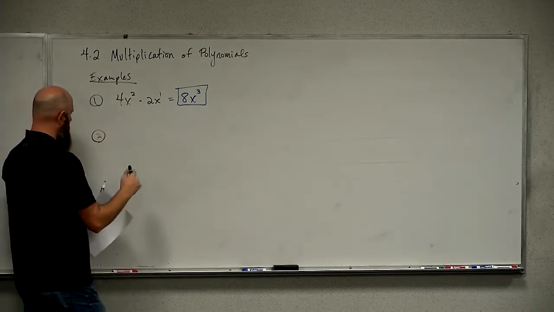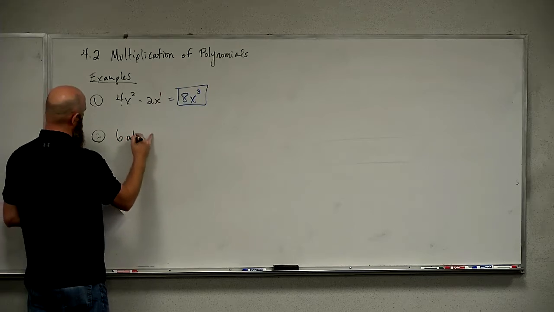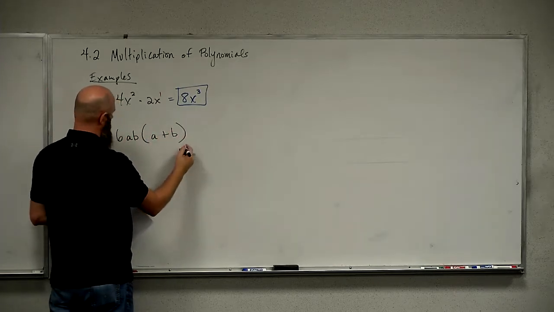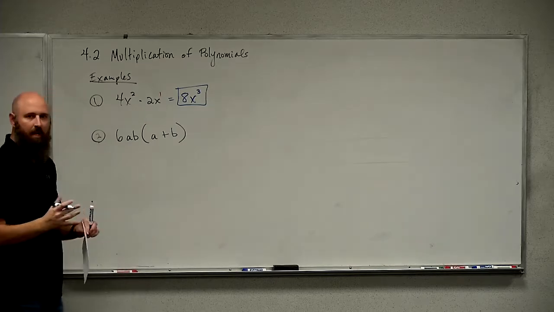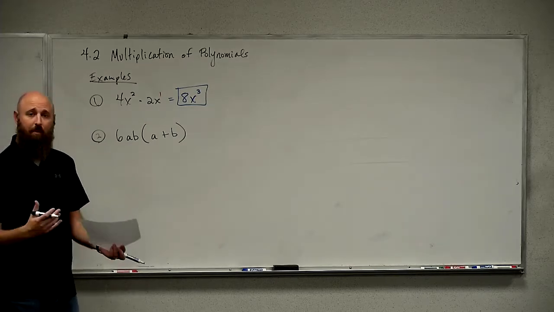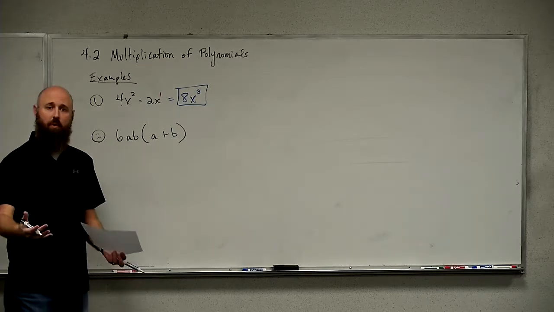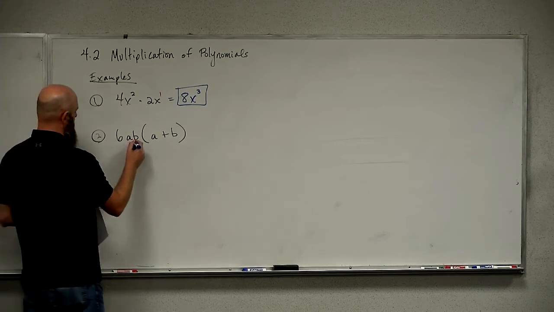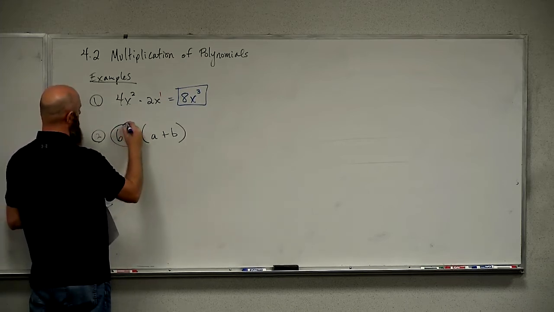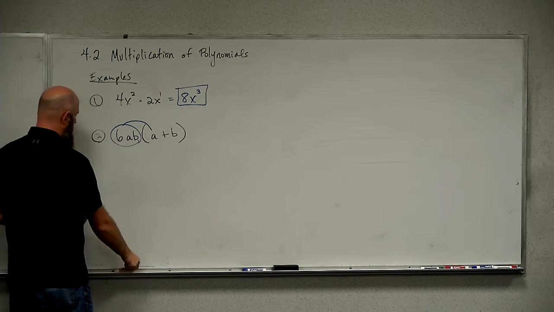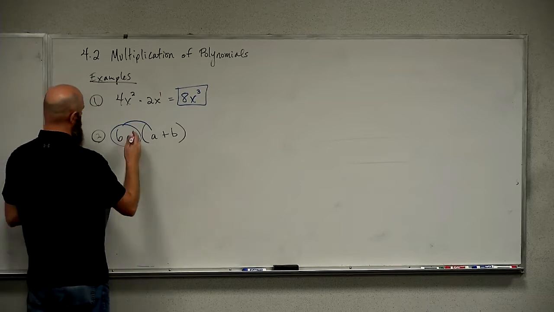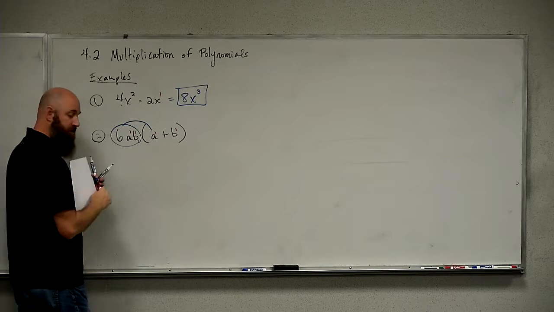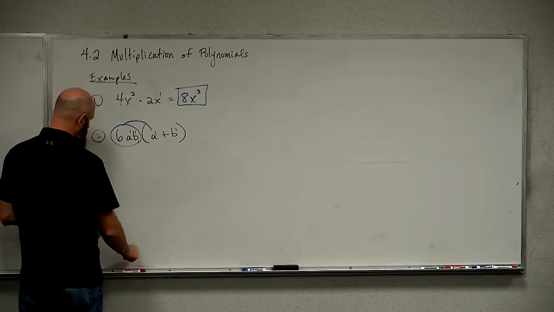All right, so let's start increasing. Say we have 6ab times a plus b. Now I've got multiple letters and I have to distribute. If that was just a 6, we would multiply it in, right? So we're going to do the same thing here. We're going to take this 6ab and multiply it in. We do need to remember again that we have powers of 1 on all those variables because there's not another power there.